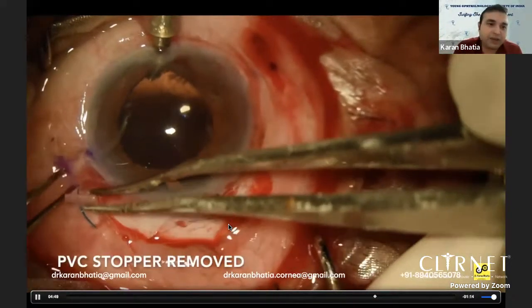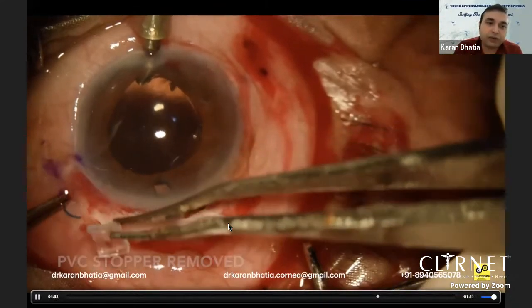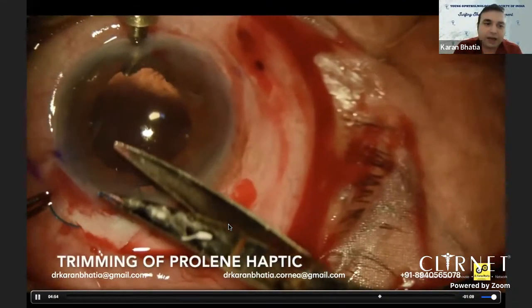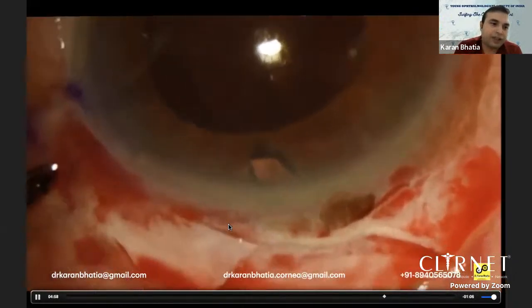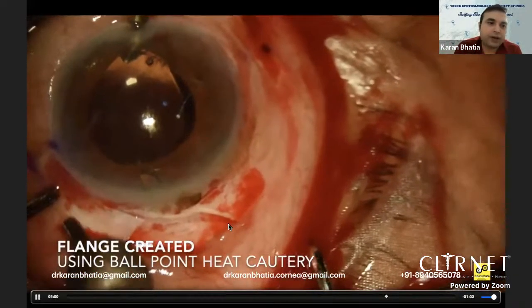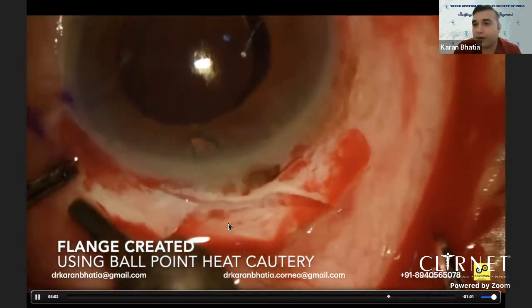Similarly, on the other side, the PVC stopper is removed and you trim the haptic. And again, once this haptic is trimmed, as you can see in the video, then you create a flange, and this flange is also buried intrasclerally.